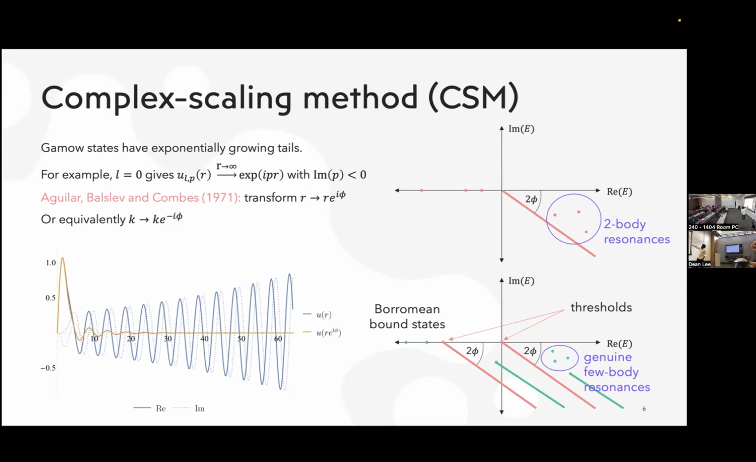In the two-body picture, you can understand this as a rotation of the scattering continuum by an angle of 2 phi, revealing these two-body resonances in the fourth quadrant. If you go to the many-body picture, it's much more complicated, but the idea still prevails: you will have different branch cuts corresponding to each scattering channel. What we are actually trying to solve are these genuine few-body resonances.